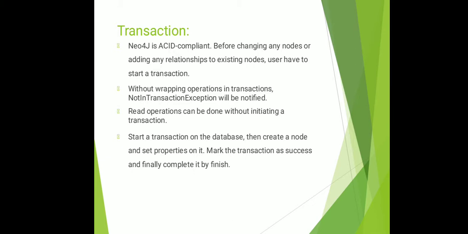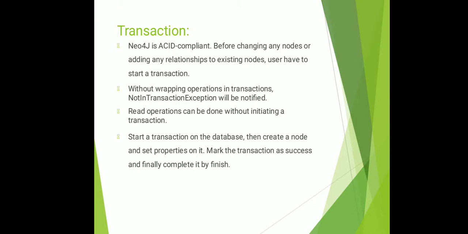These are the steps that a transaction involves in a graph database. First one is to start a transaction, then to create a node, and then you can set properties to it. Once the changes have been done, then it is a must to mark the transaction as a success, and finally it has to be completed by sending finish.